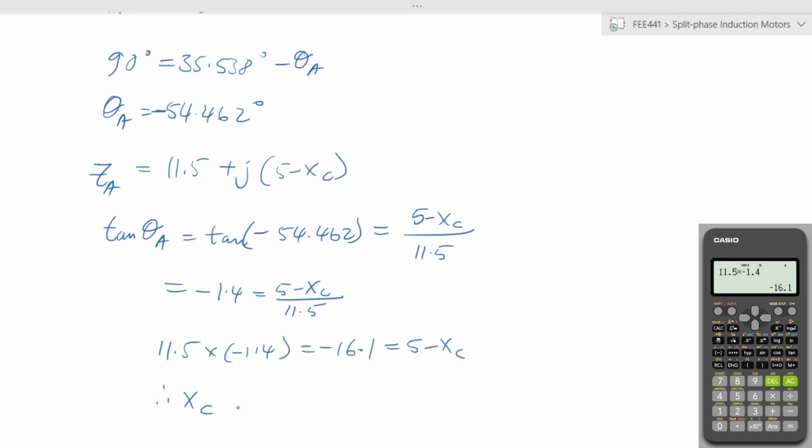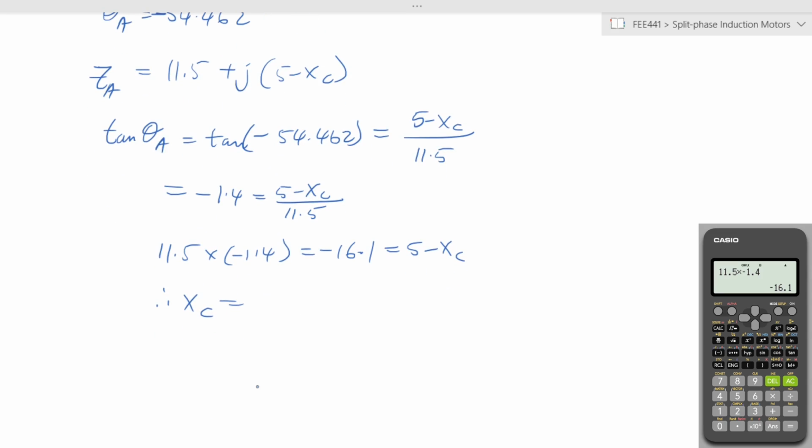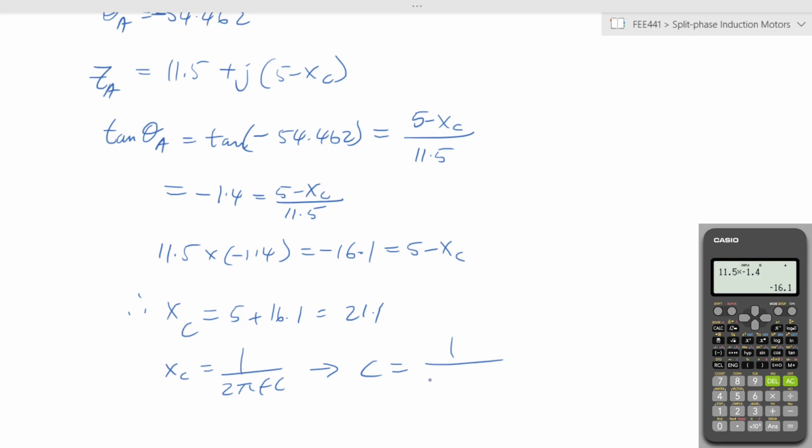Therefore, Xc is equal to 5 plus 16.1, which is equal to 21.1. But Xc is equal to 1 over 2 pi fC, which means C is equal to 1 over 2 pi f Xc, which in turn is equal to 1 over 2 pi times 50 times 21.1.